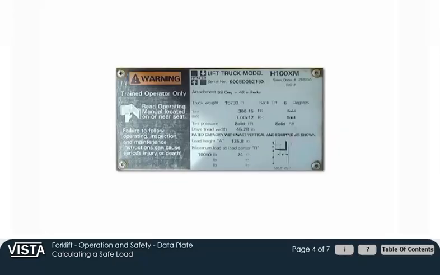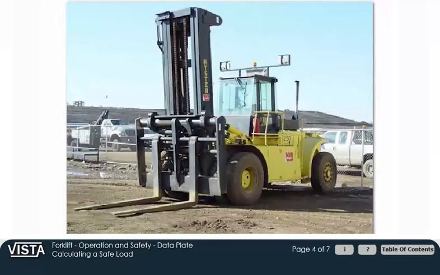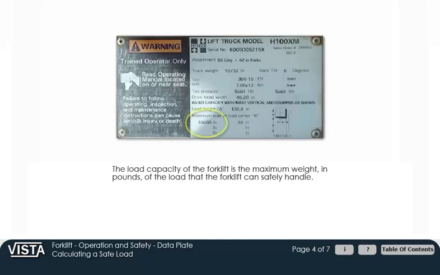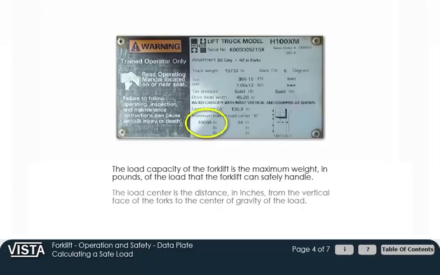Use the data to calculate safe load handling. All measurements and calculations are based upon having the forklift positioned on level ground with the standard fork attachment fitted and the mast in the vertical position. The load capacity of the forklift is the maximum weight in pounds of the load that the forklift can safely handle. The load center is the distance in inches from the vertical face of the forks to the center of gravity of the load.